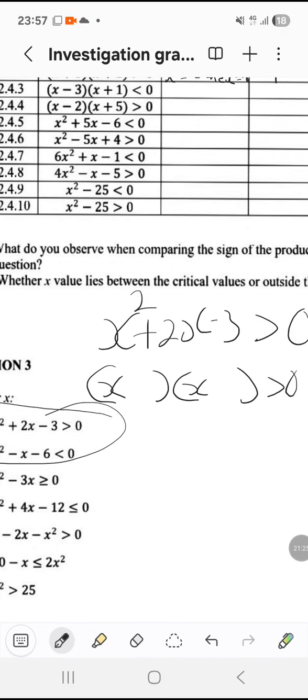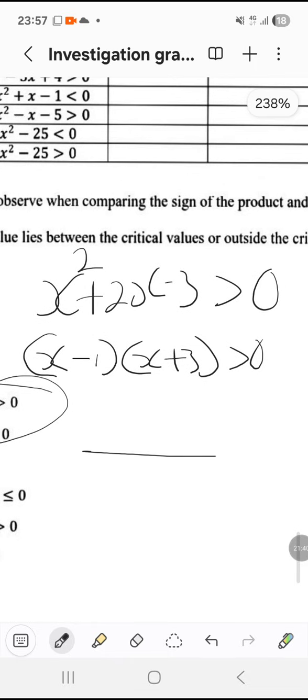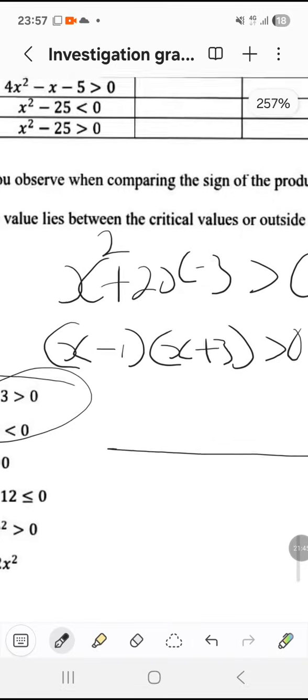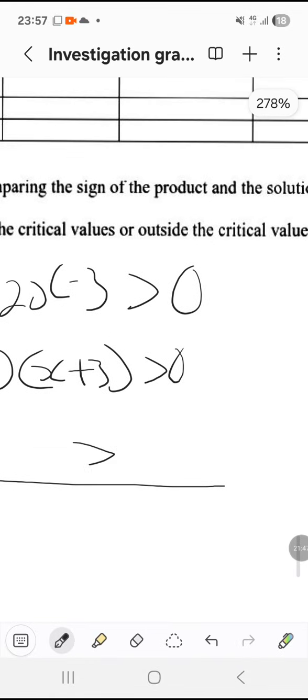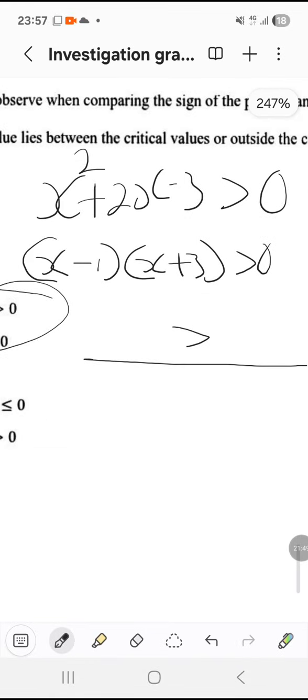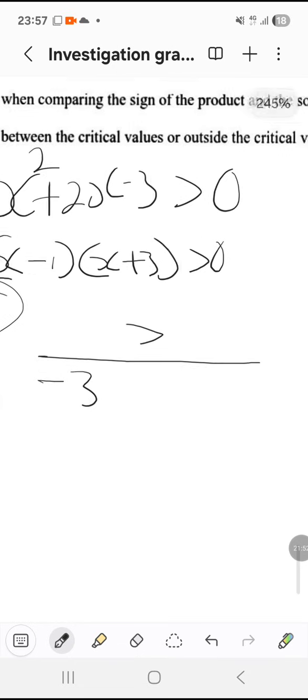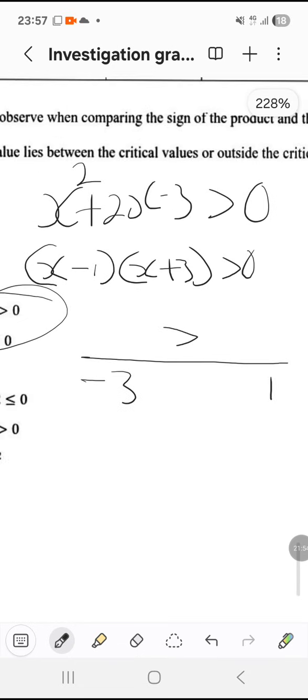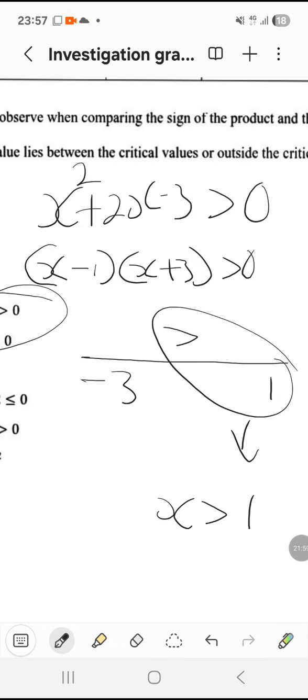So we have x, and then the factors of minus 3 are 3 and 1, of course, plus here, minus there. Now, this is our number line. Now, when 0 is less, we write it as it is. Now, here we have minus 3 from the smallest to the biggest. Now, let me circle this, and then I copy and paste it.